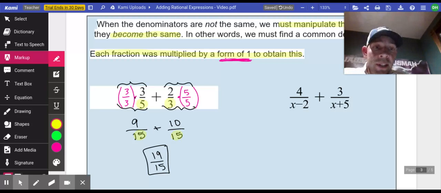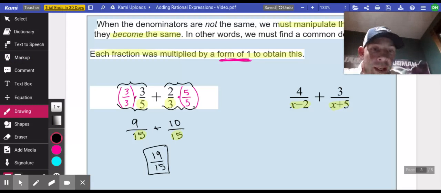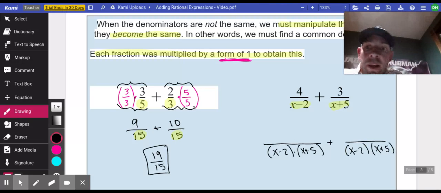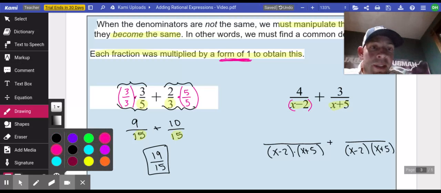So I'm going to try the same approach on this next one. I can't factor x minus 2 any more than it already is, and I can't factor x plus 5 any more than it already is. So just like the last example, I'm going to say that the product of those two denominators is my common denominator itself. So here's what I'm thinking. My common denominator is going to be x minus 2 times x plus 5. And I need to manipulate this and create two new fractions whose denominator is x minus 2, x plus 5. So this first denominator here is missing a factor of x plus 5. And I've got to make sure that I always multiply by a form of 1.